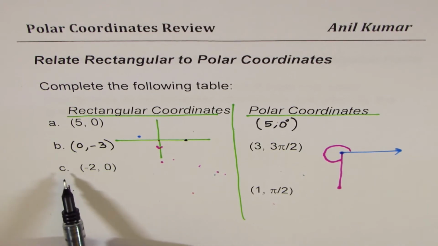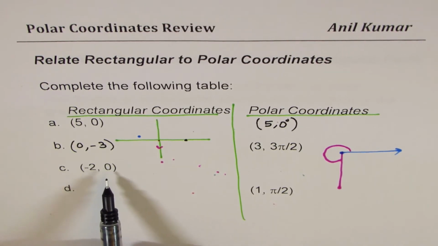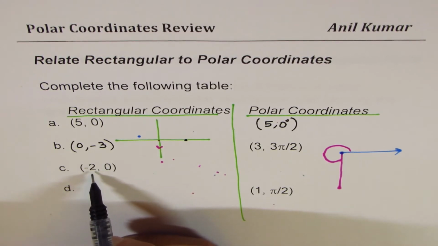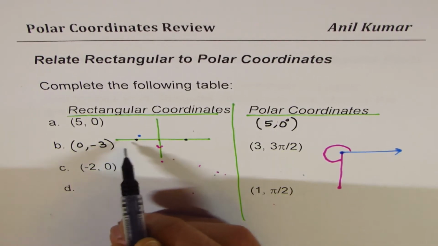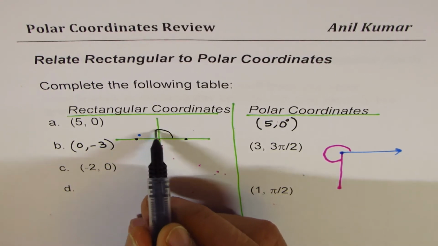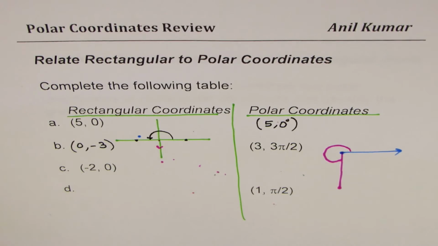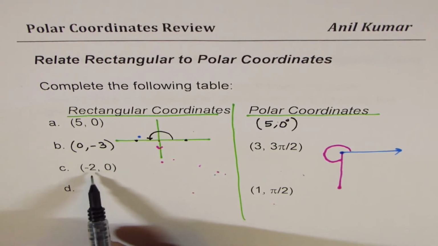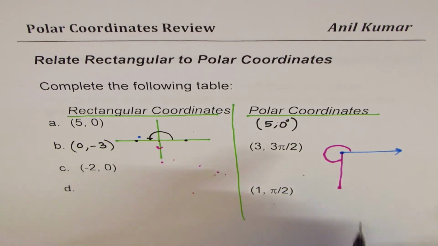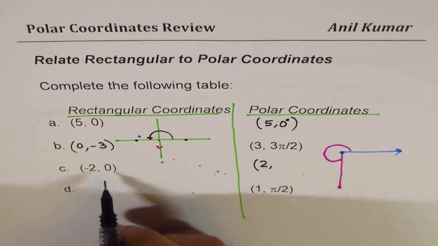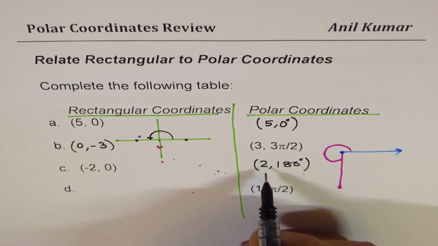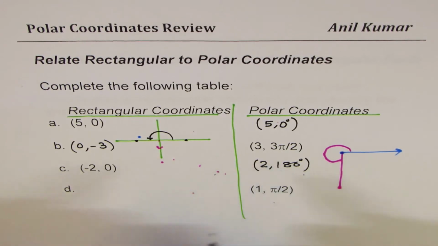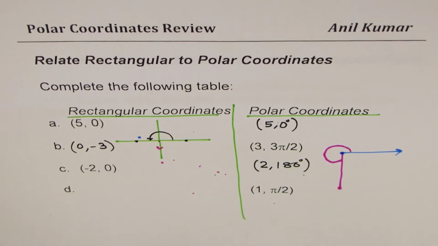The second point, C here, is minus 2, 0. That means x value is minus 2, and maybe y value 0. So we are on the x-axis negative side. So that makes an angle of how much? 180 degrees. Do you see that? And r value is the square root of a square plus b square, which will be 2. So this could be written as 2 and the angle as 180 degrees. Of course, you could also write minus 2 and 0 degrees.